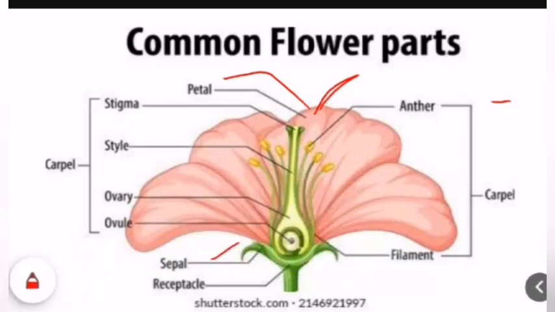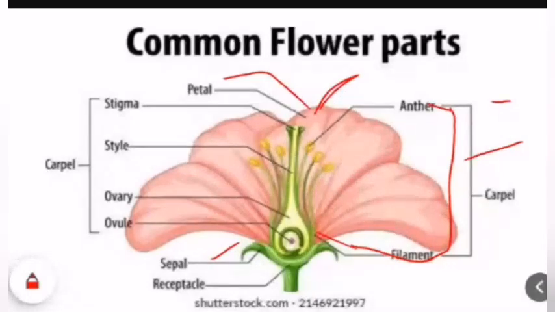So we are going to label our own stamen now. I want you to see how I'll do it. The stamen includes two parts, the anther and the filament. So there's a filament here and there's an anther here too. These two, the filament and the anther, make up the stamen. Now, the carpel includes the stigma, the style, and the ovary.